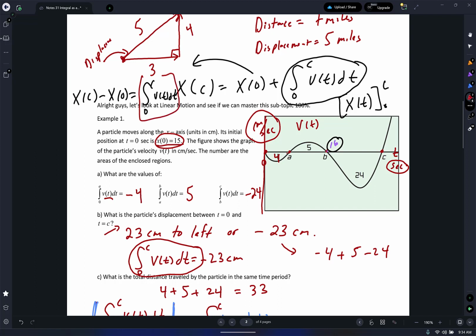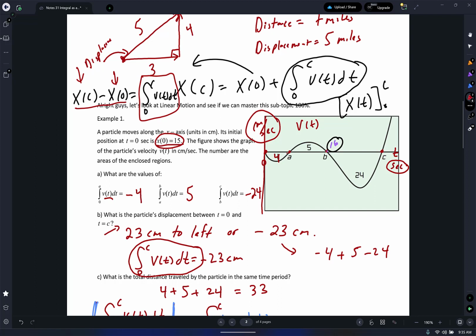Sorry. This is a position at c. This is a position at 0. If I subtract my position at c minus my position at 0, that is the definition of displacement. OMG, area under the velocity curve is displacement. Do you see how it's all connected?